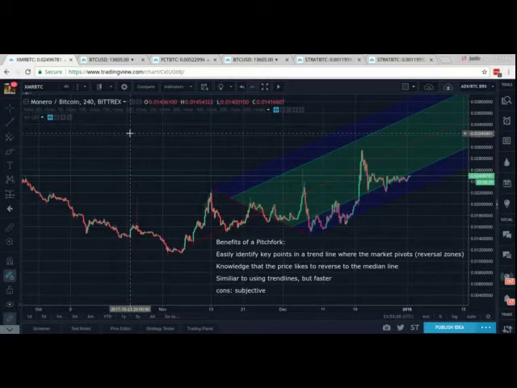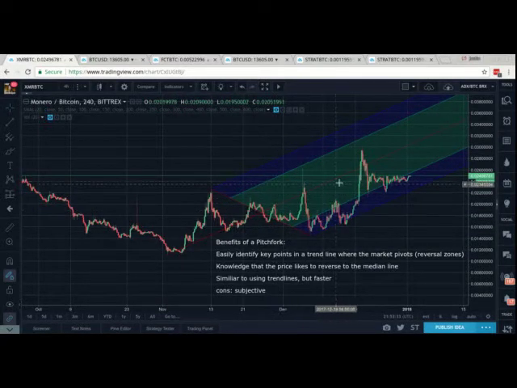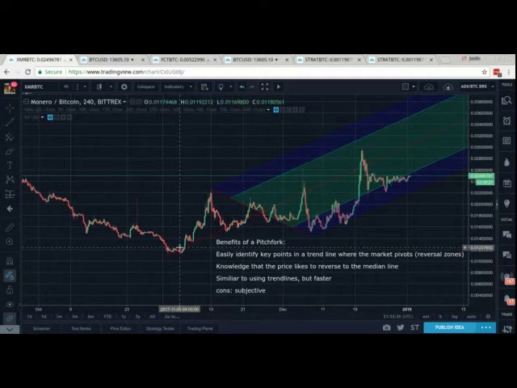Now, using a pitchfork, you can refer to some of the rules that we're going to go over here in a little bit, the rules that follow pitchforks, and that knowledge is that price likes to reverse to the median line. And the median line is this red line right here that runs through the middle. All right? This is a signal line. Now, this is similar to using trend lines. It is using trend lines.